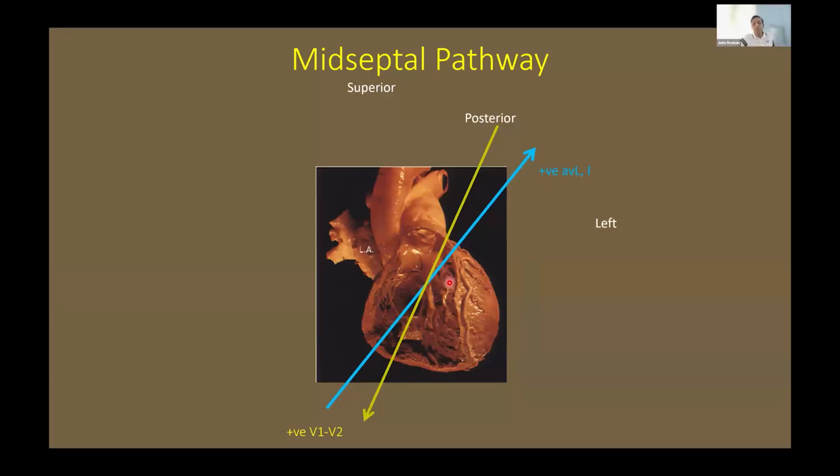And so you can have positive deflections in V1 and V2. And your inferior leads will have a positive deflection as well, because there's a lot of myocardium behind and your inferior leads are located below. So this is how you would suspect the presence of a midseptal pathway.